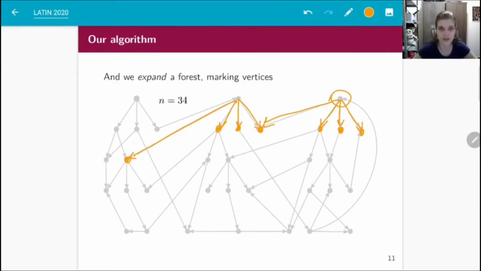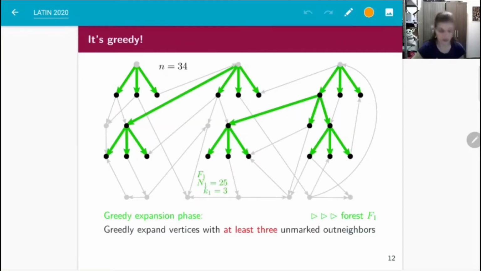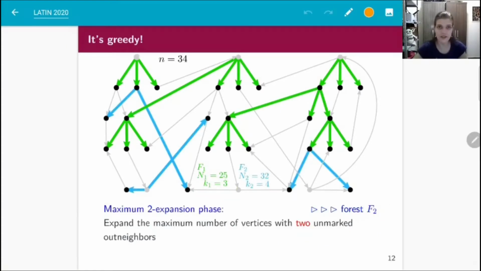have an arborescence. So in the first phase of our algorithm, we greedily expand vertices with at least 3 unmarked neighbors. The forest generated by this phase is called F1. In this forest, we have 25 vertices in non-trivial components, and we have 3 non-trivial components. The second phase is the maximum 2 expansion phase. We expand here the maximum number of vertices with 2 unmarked neighbors. The forest generated here is called F2. Now we have 32 vertices in non-trivial components and 4 non-trivial components.